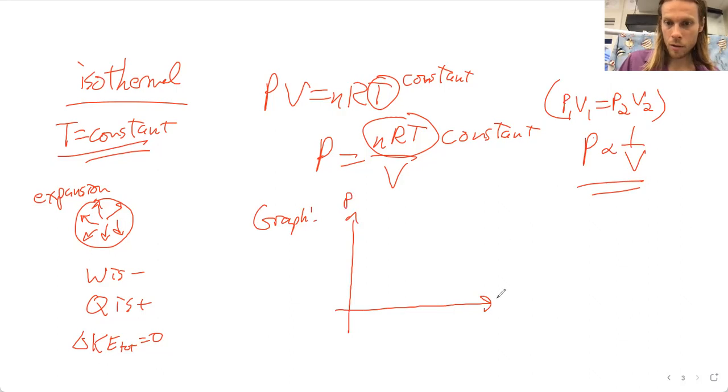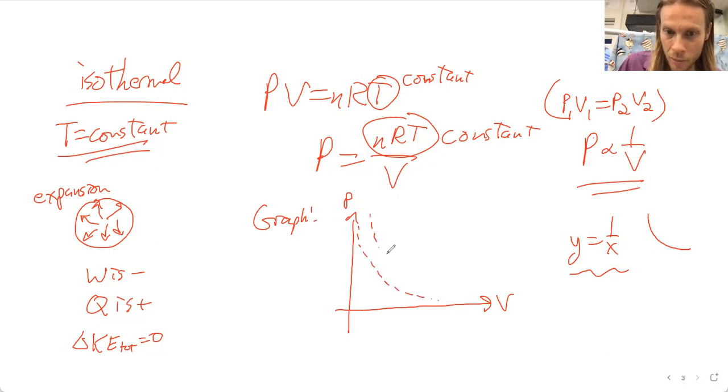You might remember a y equals 1 over x function. It looks like this. I'm going to do dotted lines, because it depends on what the temperature is. If I have a hot temperature, they're up here. If I have a cold temperature, they're down there. In fact, I want to do that in a different color. Hot temperature.